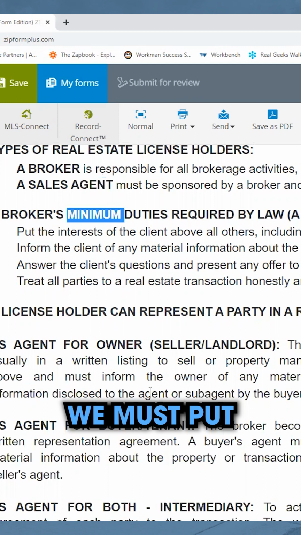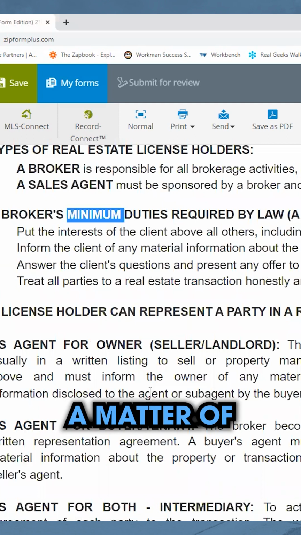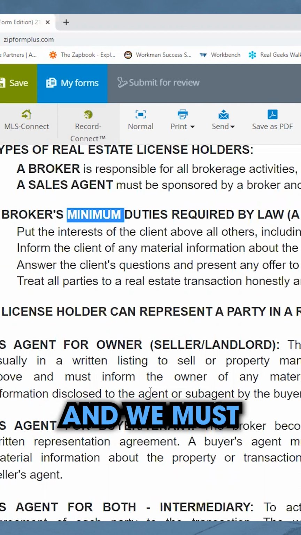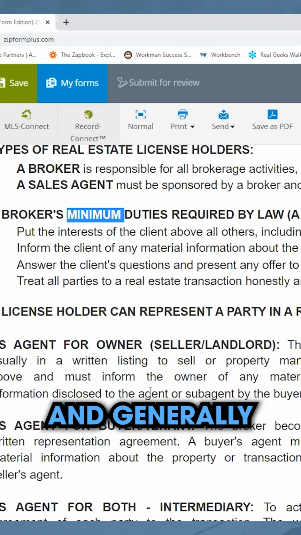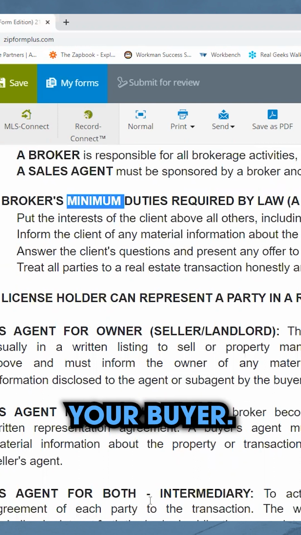For example, we must put the interest of our client above the interest of everyone else, including ourselves. We must inform the client of any material information that we receive about the property. We must answer the client's questions and, as a matter of fact, present any offers and counter offers to the client. And we must treat all parties to a real estate transaction honestly and fairly. And generally speaking, you do all of those things and probably many more things for your buyer.